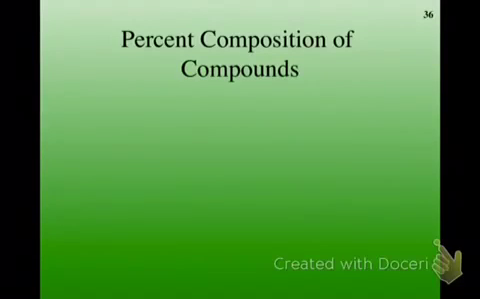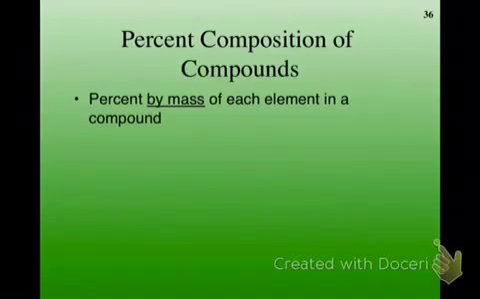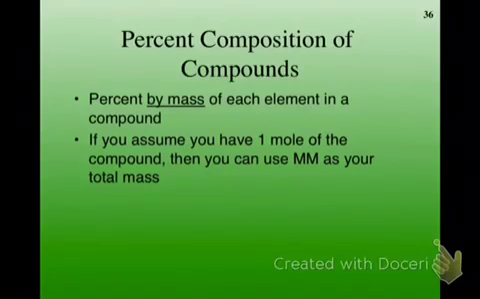Okay, today's lesson is about how to calculate the percent composition of compounds. And so first we have to remember a percent. A percent means that I have a part divided by the total times 100%. And in this case, I'm going to use mass. So what I really want to know is the percent by mass of each element in a compound. And the way that I'm going to do that is to use molar mass.